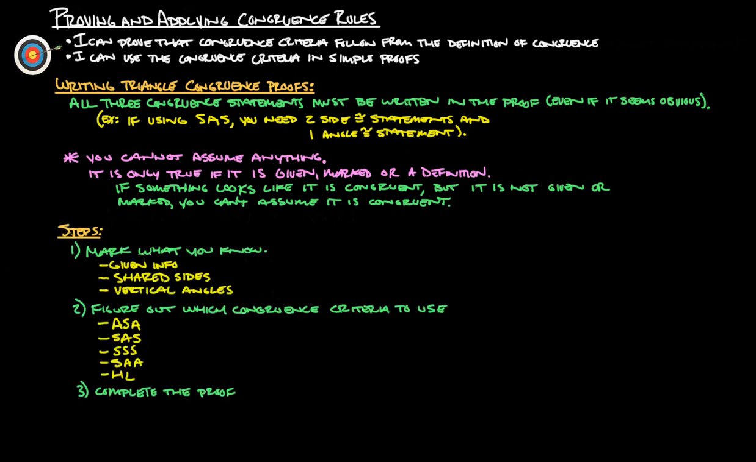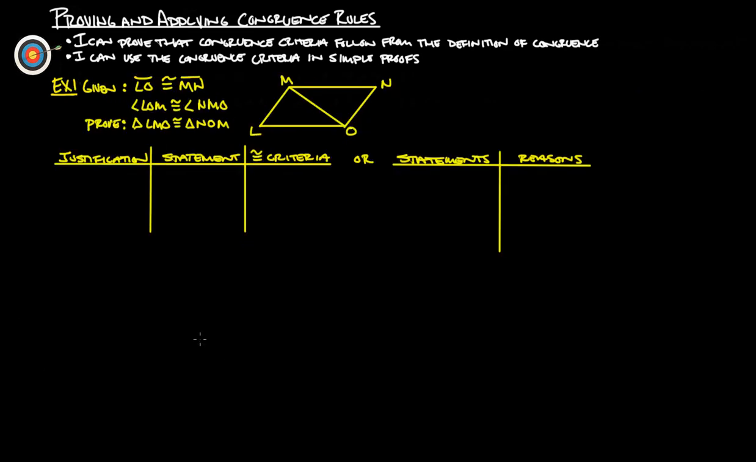Steps that you want to follow. First thing you want to do, mark what you know. That's the given information, possible shared sides, and possible vertical angles. Those are the three biggest ones that you want to pay attention to. Second thing you want to do is figure out which congruence criteria you're going to use: angle side angle, side angle side, side side side, side angle angle, or hypotenuse leg. And then the third thing is to complete the proof. All right, so let's take a look.